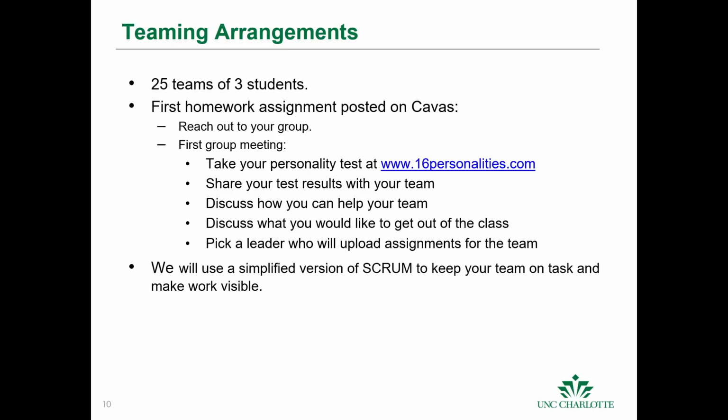You have to upload a file with your personality letters and your sentences of what you would like to get out of the team, and that's an individual assignment. So all members of the team need to do that, so I'll know if there's a member of the team that can't follow these simple instructions. This is your first homework and will be counted towards part of your homework grade.